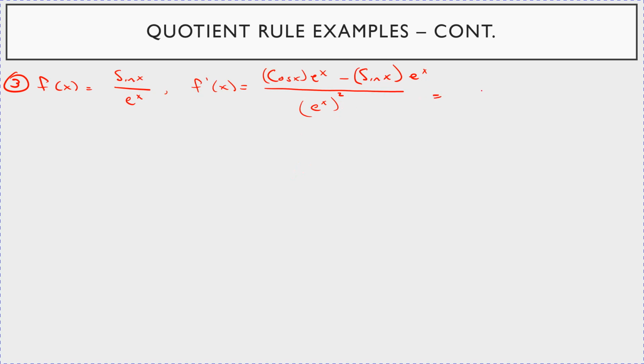Well, look, factor out an e to the x. This is why you want to do that. Hopefully you can see what's going to happen here. Cosine of x minus sine of x, all over e to the 2x. But then one e to the x is going to cancel, and you're just left with cosine of x minus sine of x all over e to the x.